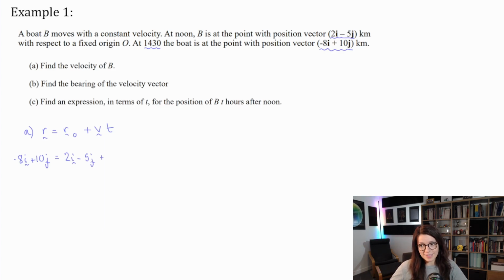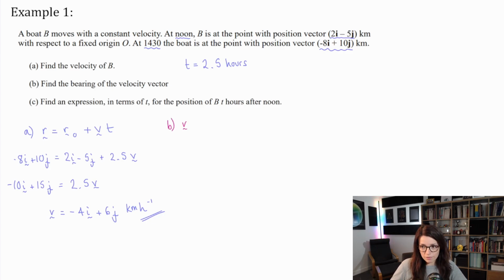But we do know that t is going to be 2.5 because we're going from noon to 2:30. So that means we've got 2.5 hours. So we can write 2.5v there. If we rearrange this, we can have 2.5v on this side and then minus 10i plus 15j on this side. If you then divide everything by 2.5, you end up with v equals minus 4i plus 6j, and then the units will be kilometers per hour. And that's it.